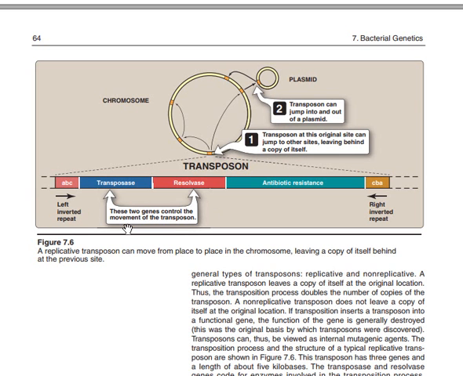Two genes control the movement of transposons, which are the transposase gene and the resolvase. And this is the antibiotic resistance gene. They can jump from one part to another, and when they do, they can lead to the formation of plasmids carrying those transposons.